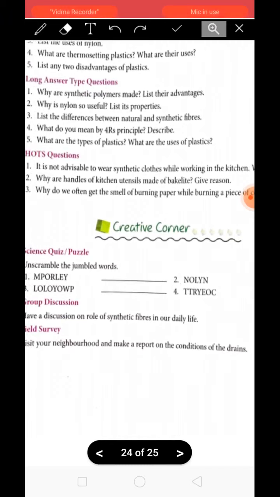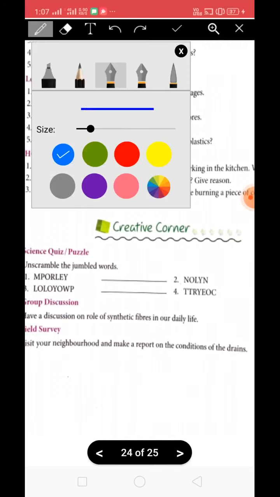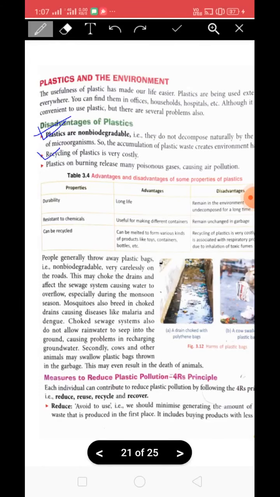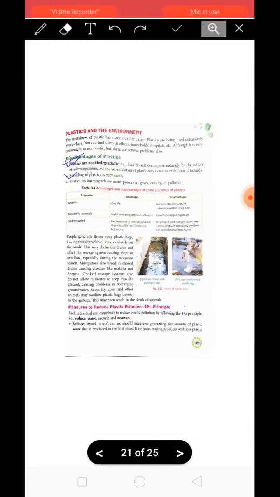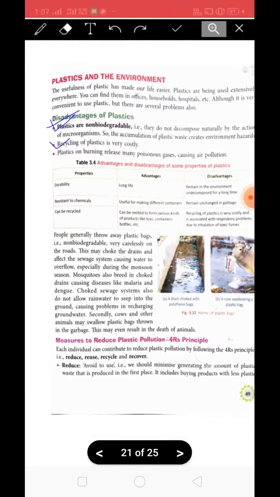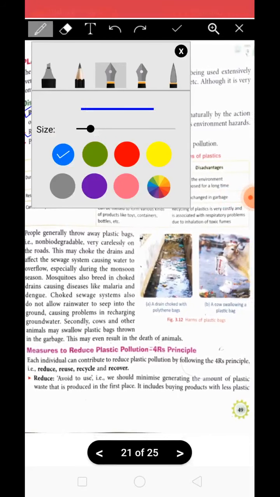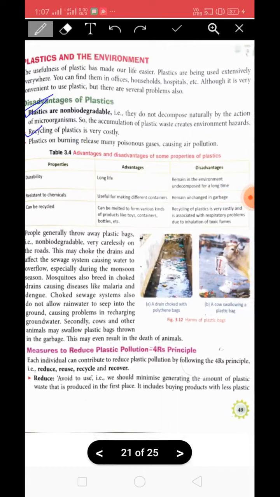Now next question is, list any two disadvantage of plastic. Okay, see over here. Disadvantage is given over here in page number 49. Okay, 49 given over here. Plastic are non-biodegradable, that is, they cannot get decomposed naturally by the action of microbes. So the accumulation of plastic waste create environmental hazard. Okay, next is recycling of plastic is very costly. Understood?